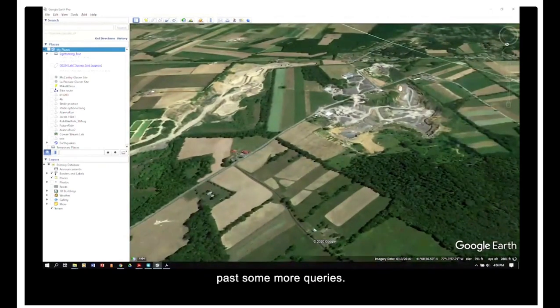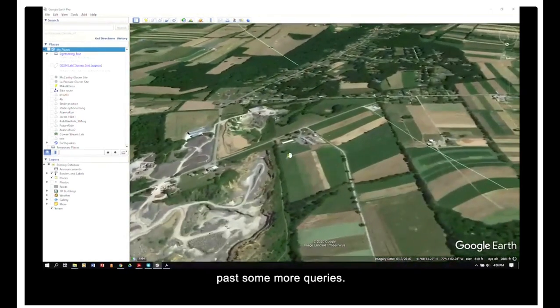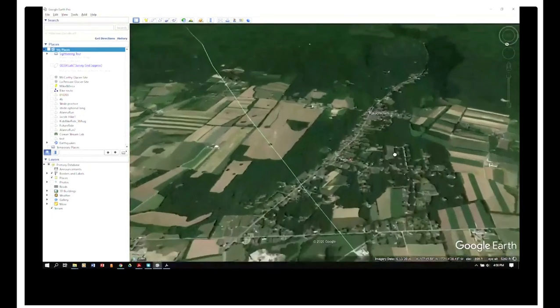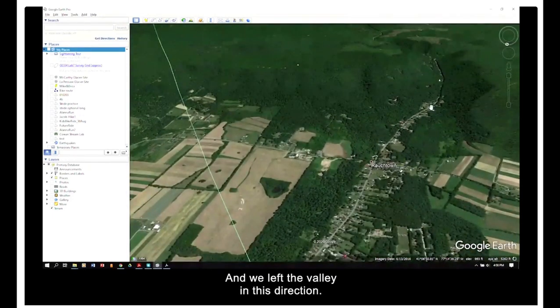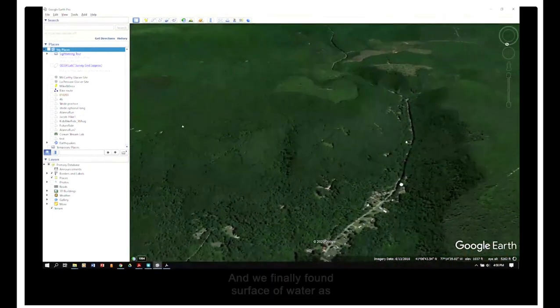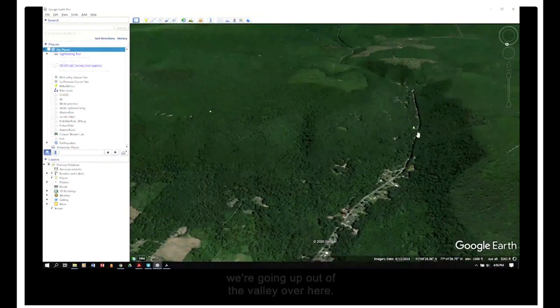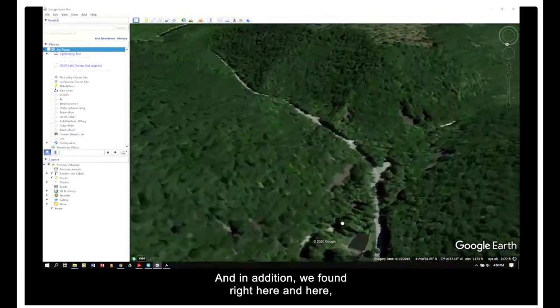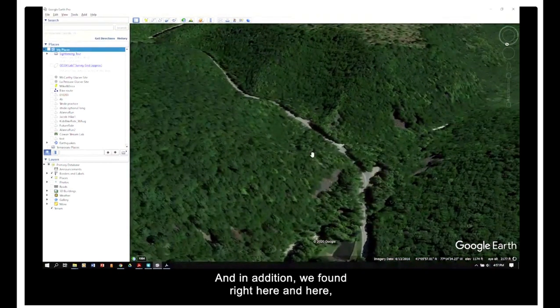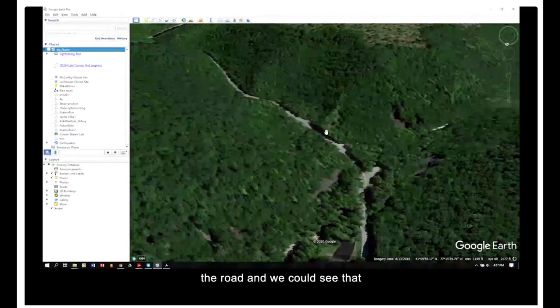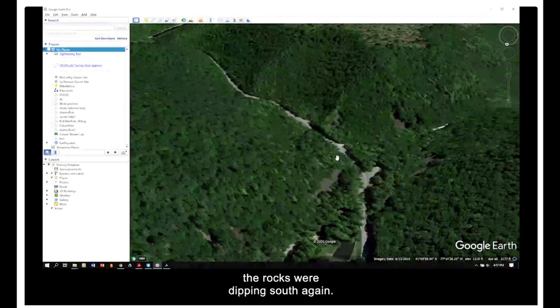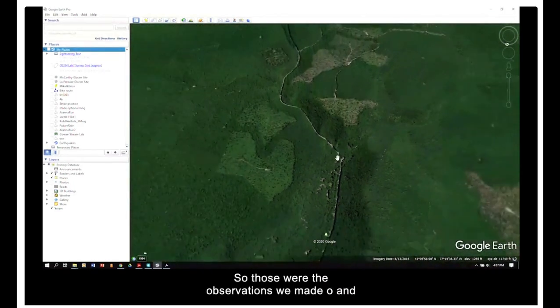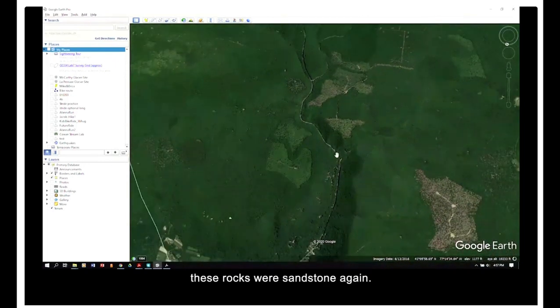We went past some more quarries, and we left the valley in this direction. And we finally found surface water as we were going up out of the valley over here. And in addition, we found right here and here some outcrops on the sides of the road, and we could see that the rocks were dipping south again. So those were the observations we made. Oh, and these rocks were sandstone again.